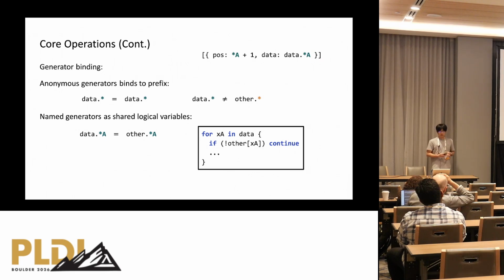And also named generators can be freely used in any expressions as well. For example, in the top right corner, we have this query. We build an array of objects, and the objects have posts, which we directly use the star A identifier here, and we get the index plus one to get the position. So it can be used as a first class identifier in the query.